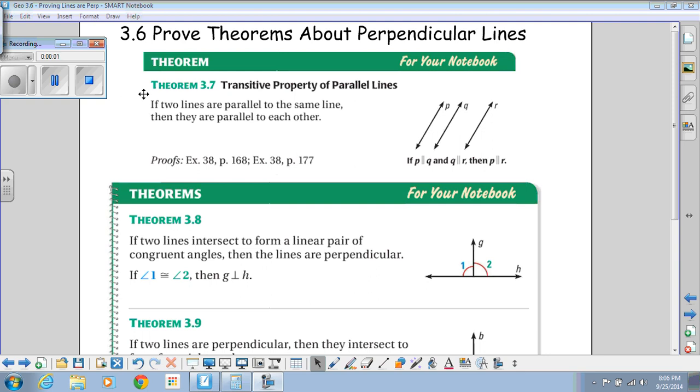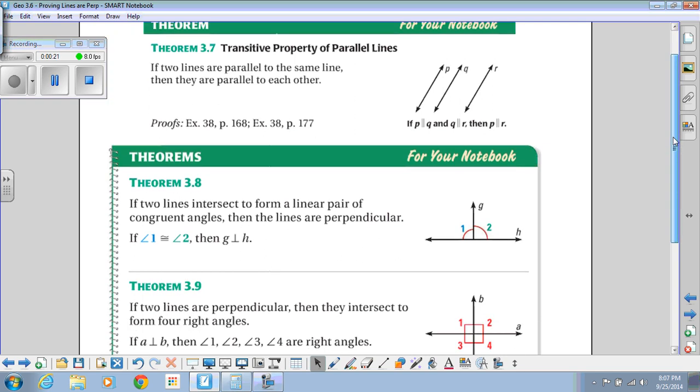Ms. McCahan, and we're going to talk about how to prove lines are perpendicular. In last class, we talked about proving lines parallel, and we had that nice transitive property of parallel lines that said that if two parallel lines are parallel to the same line, then I know that these are parallel to each other. So we're going to talk about now perpendicular lines.